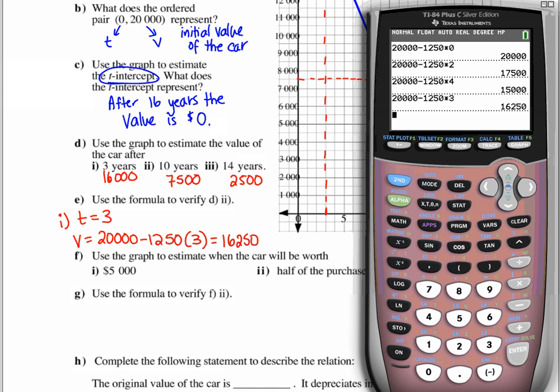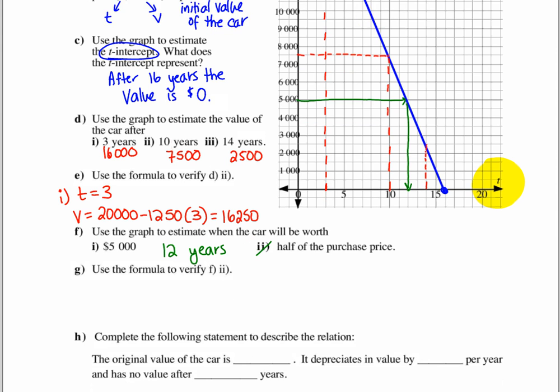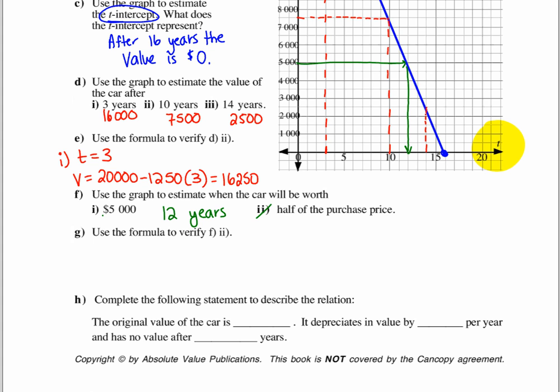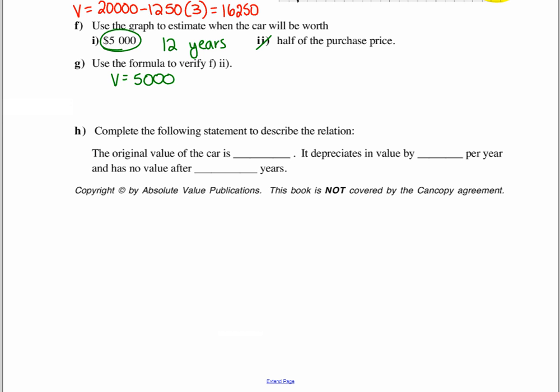All right, use the graph to estimate when the car is worth 5,000. So now we're going to go to the 5,000 mark and go over. How many years approximately does that look like? 12 years? Okay, so we'll just do this one. Let's verify. This time they give us what? V or T? The value is 5,000. So we're going to plug that into our equation. 5,000 equals 20,000 minus 1250t.